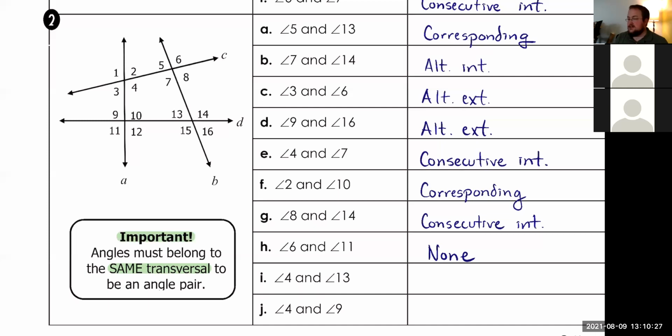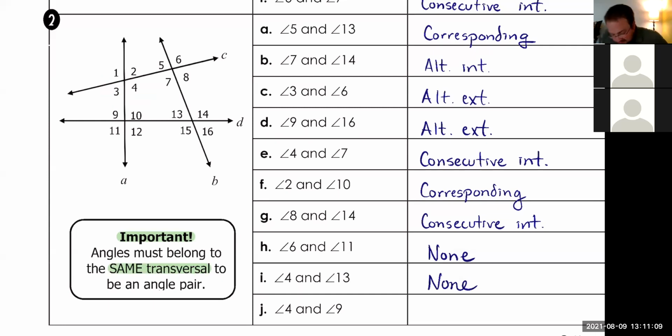What about 4 and 13? Alternate exterior. I had alternate exterior, consecutive interior, 4 and 13. They certainly feel like interiors. But then I look at it and I think, what transversal are they both tied to? None. They are, so angle 4 is attached to lines A and C, whereas 13 is attached to B and D. So again, watch out, there's some sneaky ones in there.